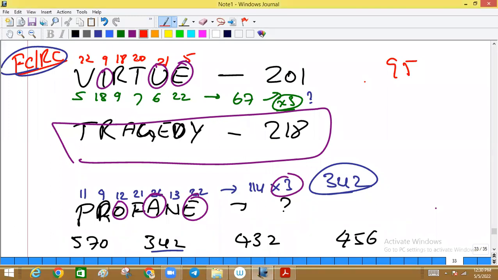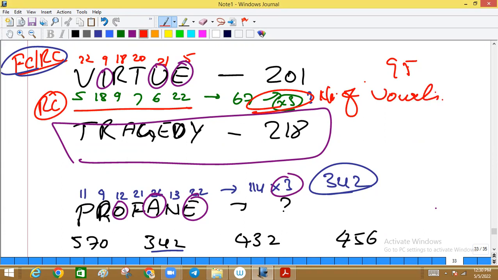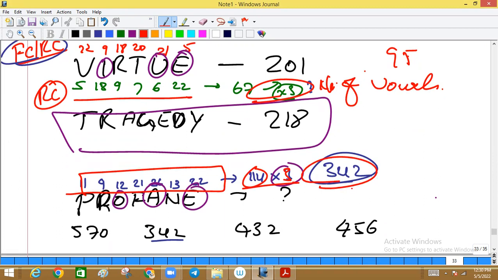See, in this question, it is reverse coding, and you have to multiply it by 3, that is the number of vowels. Here also you can see this is reverse coding. You multiply the reverse coding product with the number of vowels, that is 3. So we are going to get answer 342. See the next one.